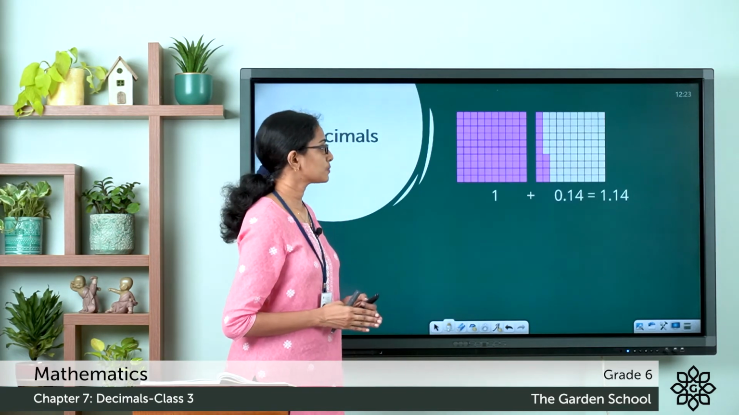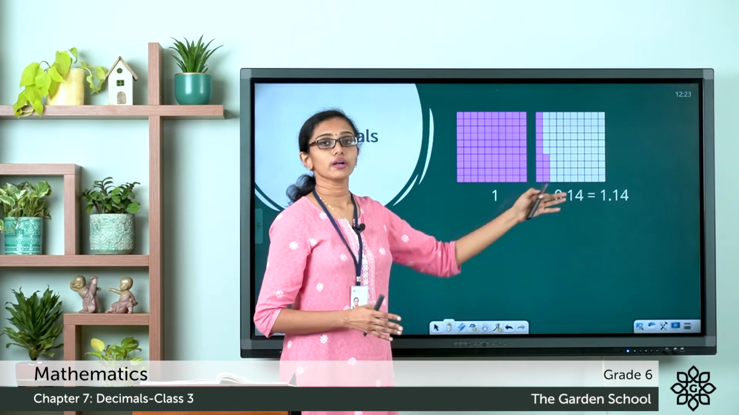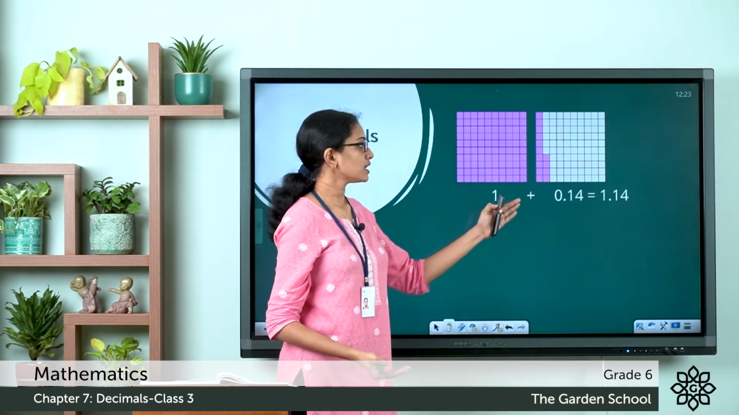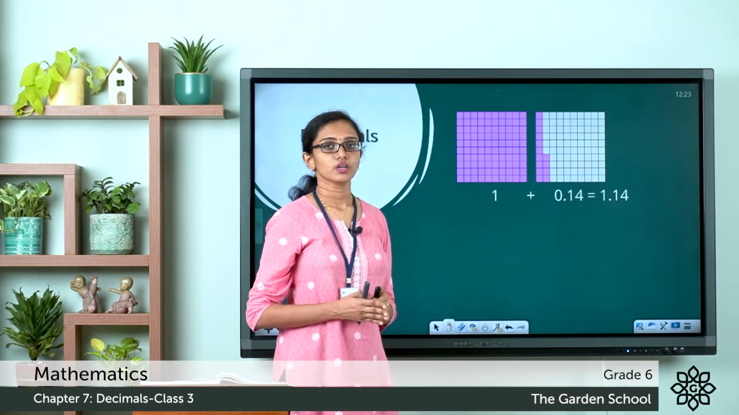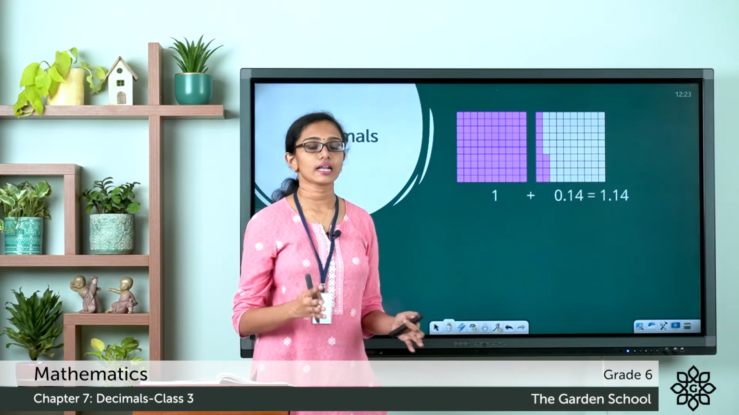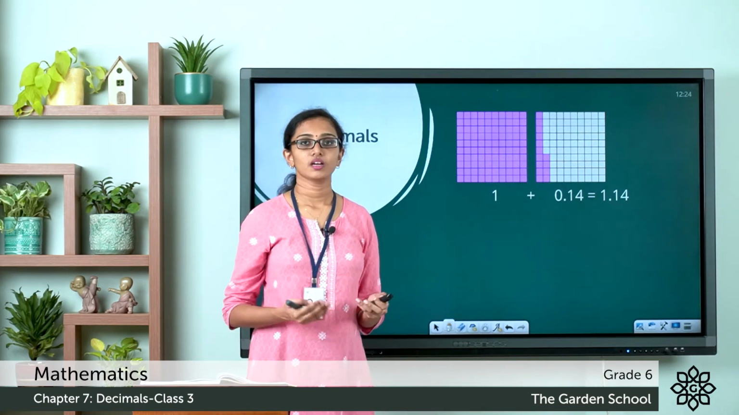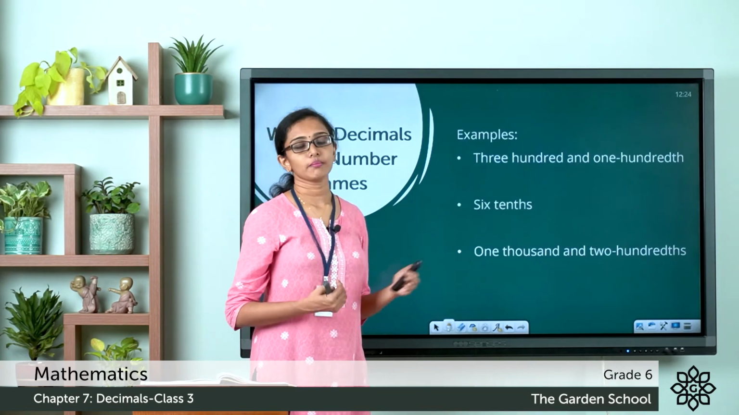Now look at this picture. We have one whole here and 0.14 here. So the total value represented here is equal to 1 plus 0.14, that is equal to 1.14. So this is a way to represent decimal numbers using grids. So I hope this is clear to you. Now let's see how we can write decimals given the number names.